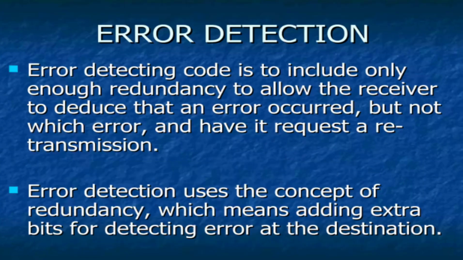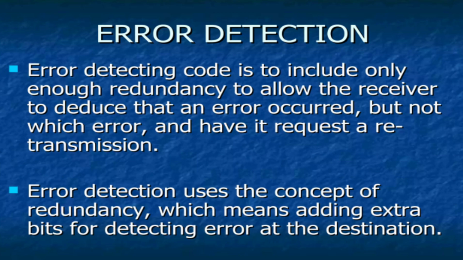Now I'm going to explain what is error detection. An error detecting code is to include only enough redundancy to allow the receiver to deduce that an error occurred, but not which error, and have it request a retransmission. Error detection uses the concept of redundancy, which means adding extra bits for detecting error at the destination.